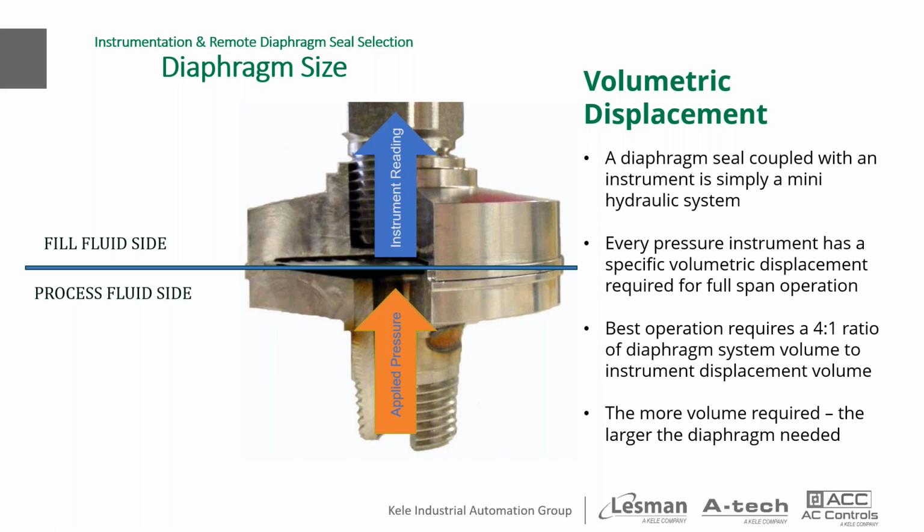Every pressure instrument has a specific volumetric displacement required for full span operation. Those volumes are generally published by the manufacturer and available to us for design purposes. Sometimes you have to ask, but most do publish them. Ultimately, the basic rule of thumb for the best operation of a diaphragm seal requires a 4-to-1 ratio of the diaphragm system volume to the instrument displacement volume. Simply put, the more volume required to make the instrument work, the larger the diaphragm you're going to need to drive that.